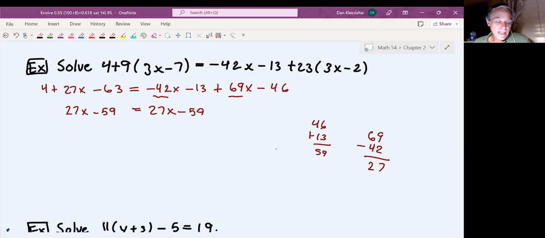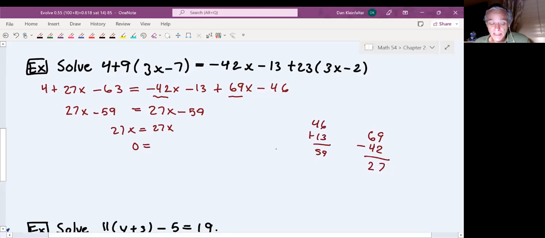If we were to continue applying steps here, maybe you'd say, let's add 59 to both sides. You get 27x equals 27x, and then subtract 27x from both sides, you would get 0 equals 0, if you like. You don't have to do all these steps. As soon as you get to here and see that the left side and right side just look equal to each other, you can stop right there and just say that this thing is an identity. You could say the equation is an identity, and if you want to tell what the solutions are, you could say all real numbers.